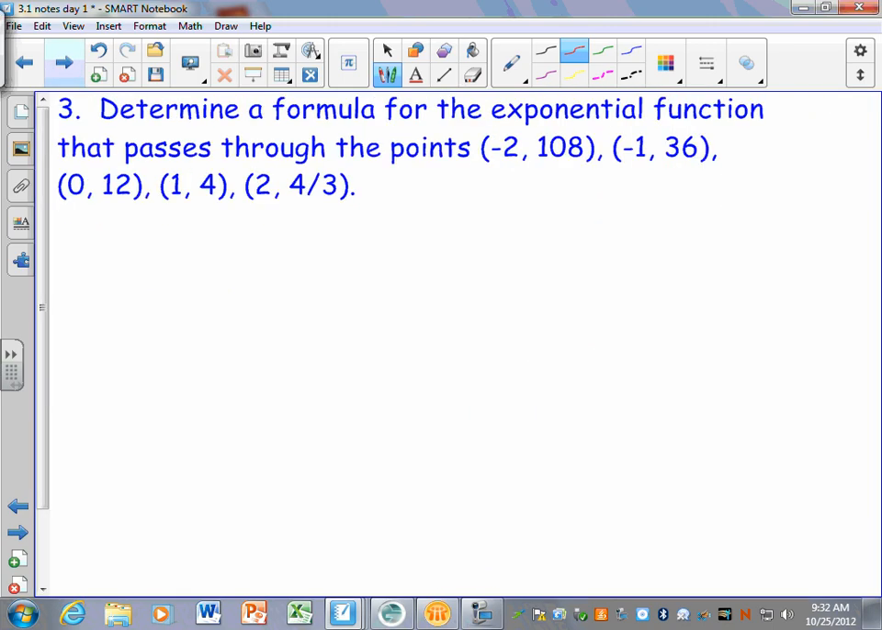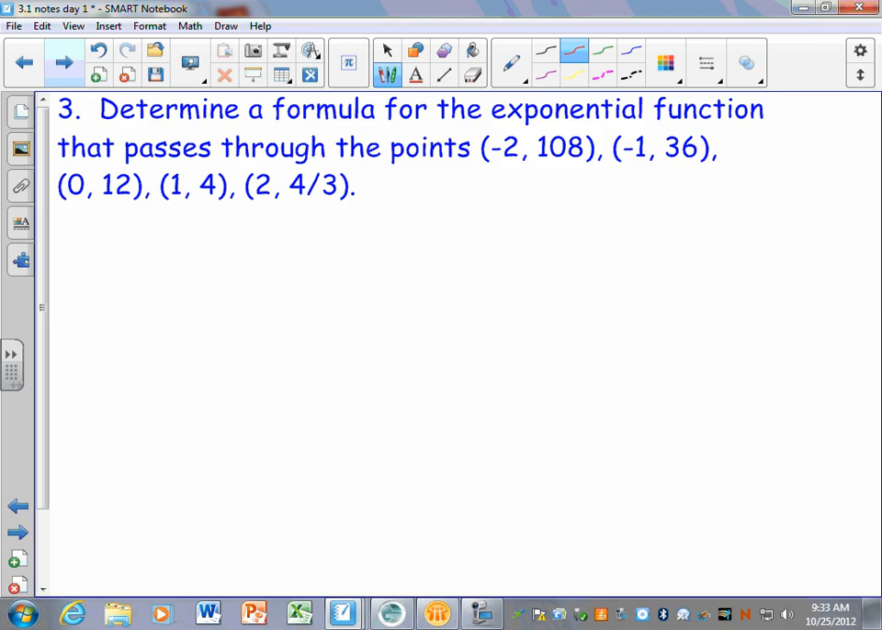How about this? There's one like this on your homework, and there's probably a good chance you're going to see one like this on a quiz or a test. Just like when we did linear equations, I can give you a couple points and ask you to write a linear equation. When we did quadratic equations, I could give you a vertex and a point, and you could write the equation. It's the same thing for exponential functions.